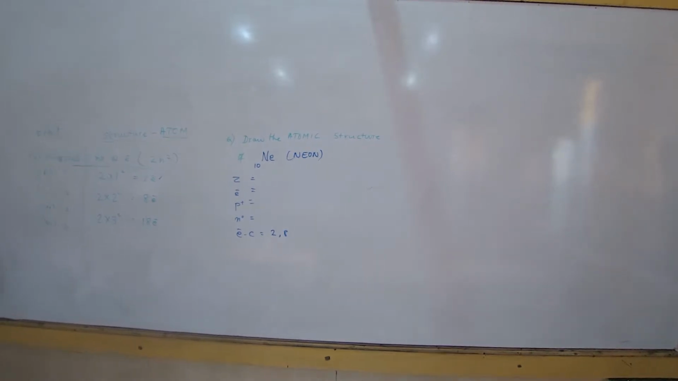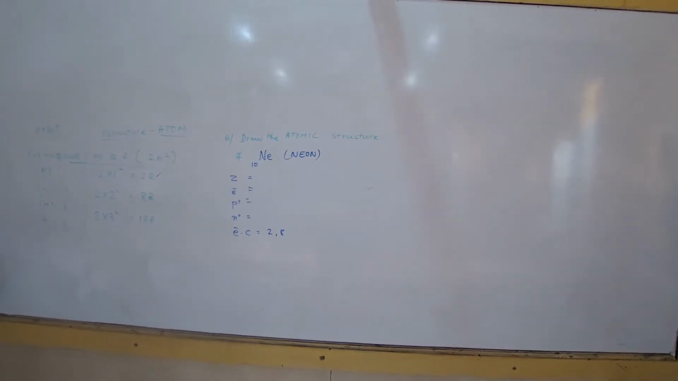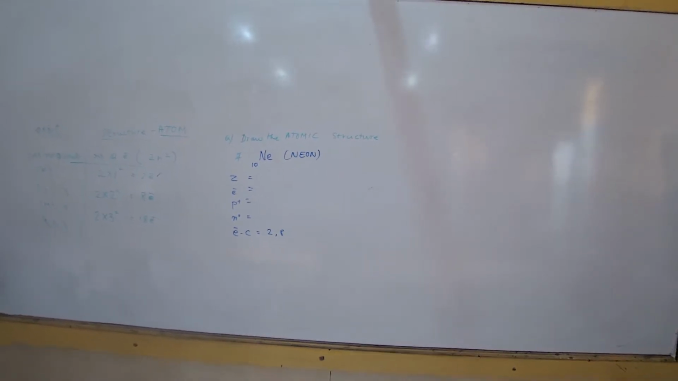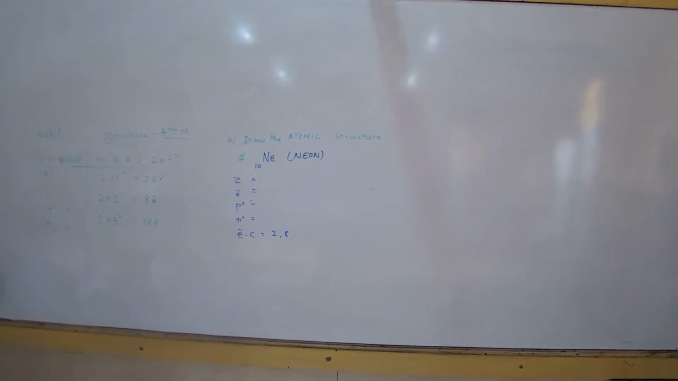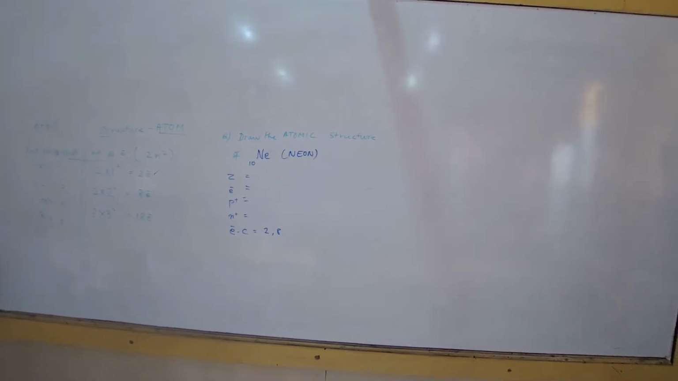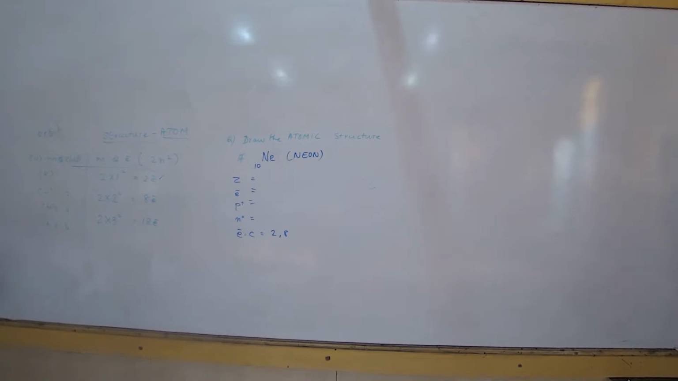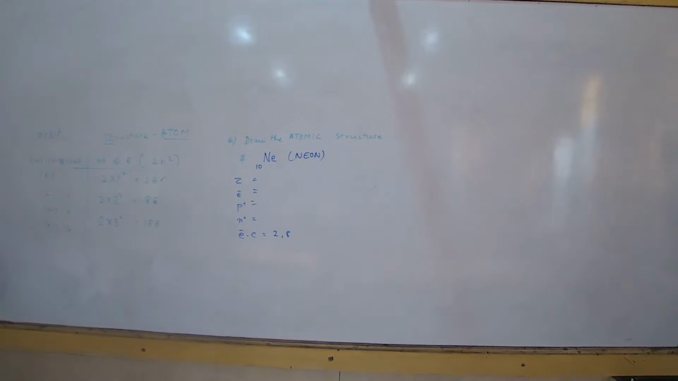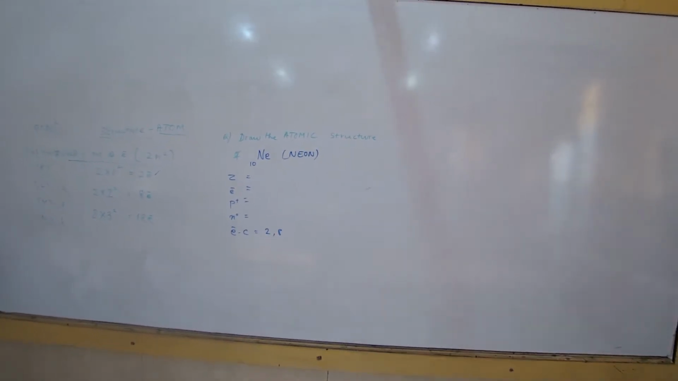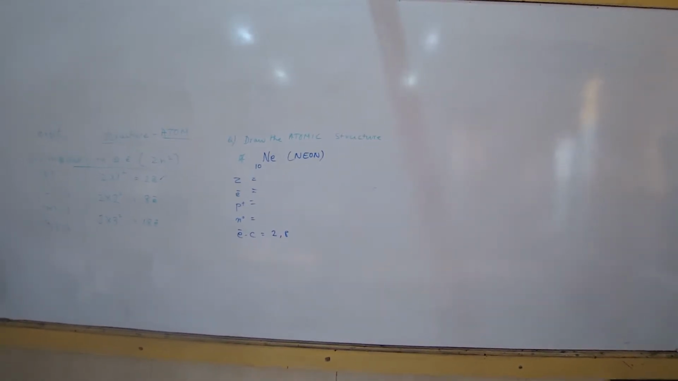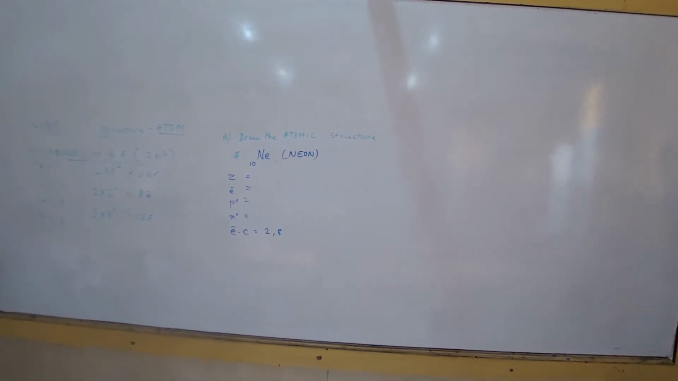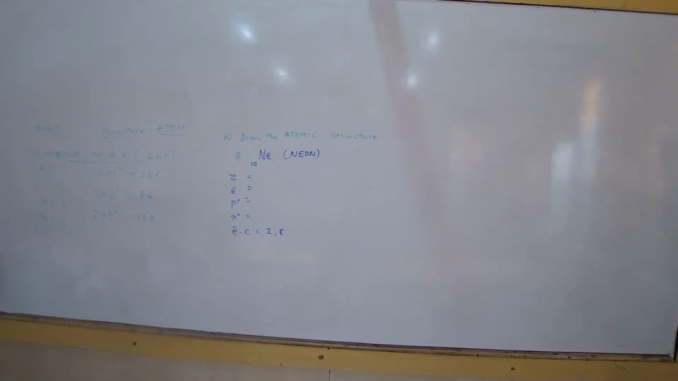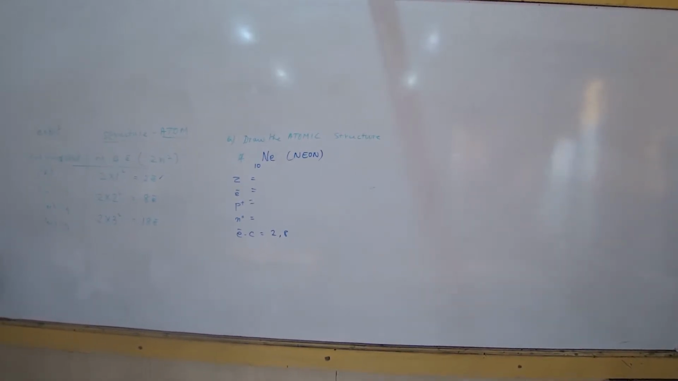So 18 is argon. What is the name? Sodium. Mg, magnesium. Al, aluminium. Si, silicon. P, phosphorus. S is sulfur. Cl, chlorine. Last one, argon. And you will remember it. 19 will be potassium, 20 is calcium.